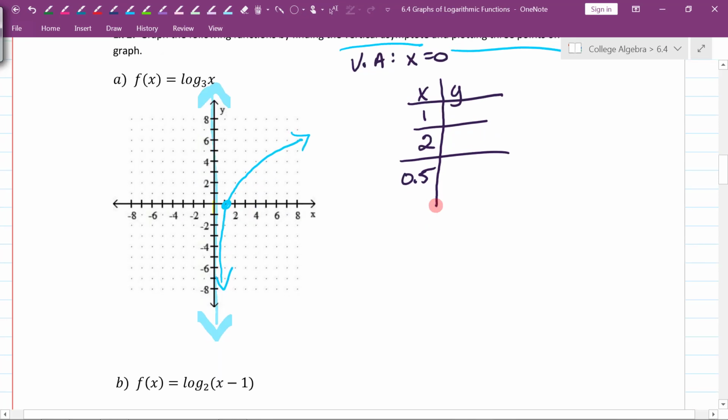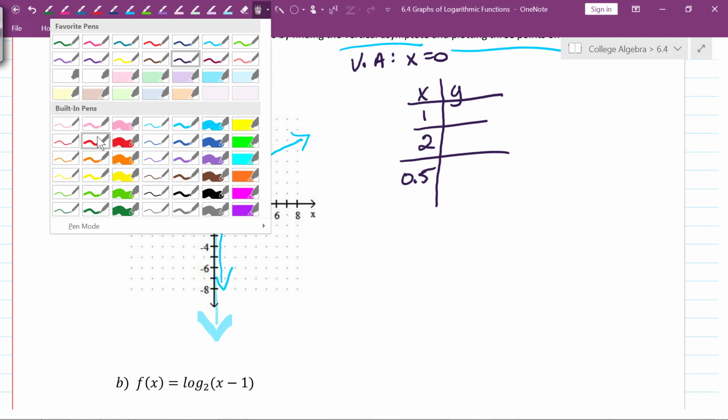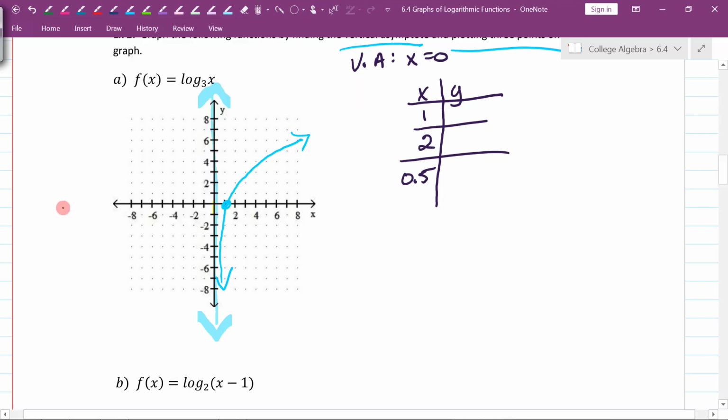I'm going to show you a couple of different ways, again, to solve these. So our function is right here. If I say log base 3 of x, and x is equal to 1, then log base 3 of 1 equals y.